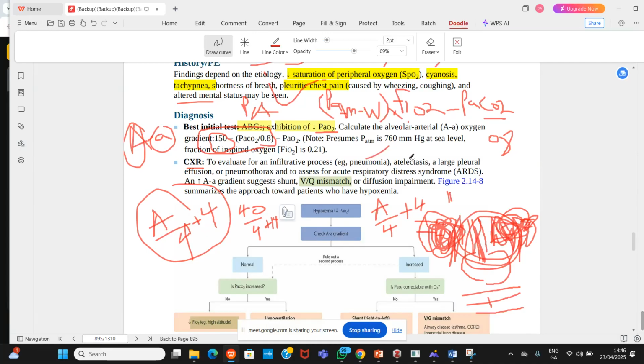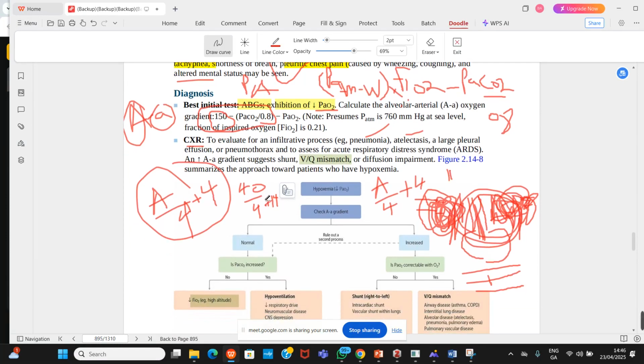So definitely it can be pneumonia. We know what we are going to see. If it's pneumonia, we can see the opacities. Atelectasis, homogeneous opacity due to lung collapse. Pleural effusion, we know what we are going to see, the meniscus sign. Pneumothorax, we are going to see the hyperlucency on the X-ray.